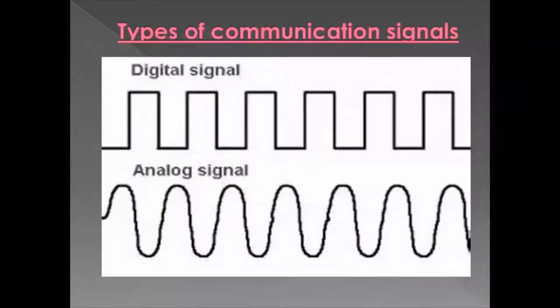Now, you can see there are these two signals I'm talking about. Digital signals are block kind of thing, right? Is block. You can see, and then analog signal is a wavy kind of wave kind of thing, right?